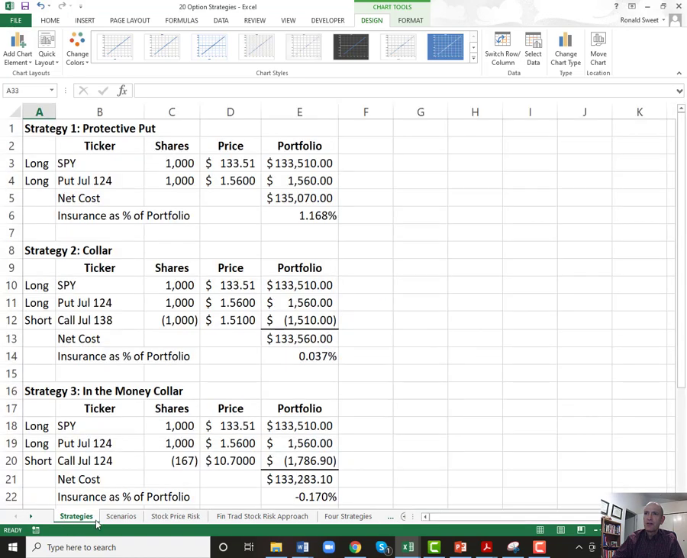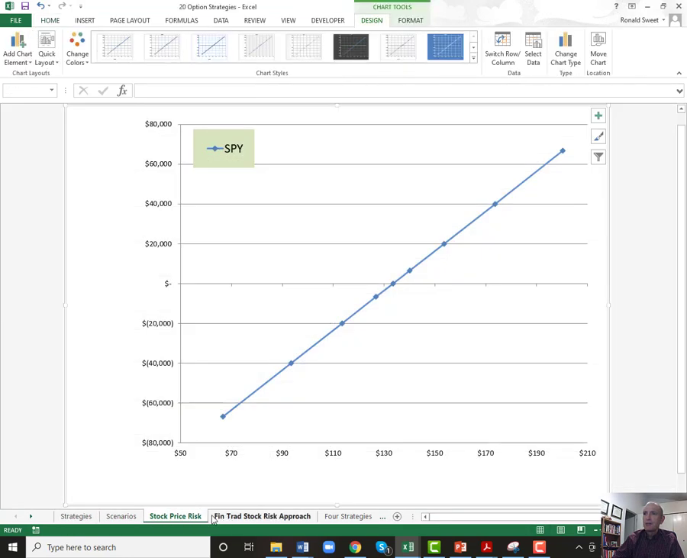I was using live numbers with actual option prices, so I'm using live numbers. That's why some of the numbers are kind of strange. So if you buy the SPY and it falls in value, this is what happens to your portfolio. If it rises in value, it's just a diagonal line.